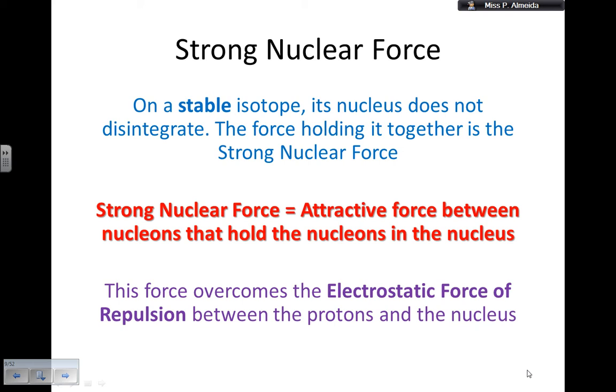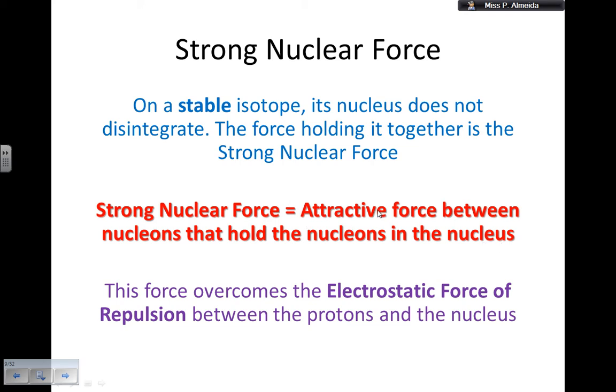Now, in case you do not remember what an isotope is, it is when you have an atom that has the same number of protons, but a different mass number, meaning that the number of neutrons is different, okay? Now, the force that holds the whole thing together is the strong nuclear force. And when I say the whole thing together, I mean the nucleus. Here, as you can see, the definition of the strong nuclear force is the attractive force between the nucleons, so protons and neutrons, that holds the nucleons in the nucleus. So basically, it makes it so that the nucleus does not disintegrate.